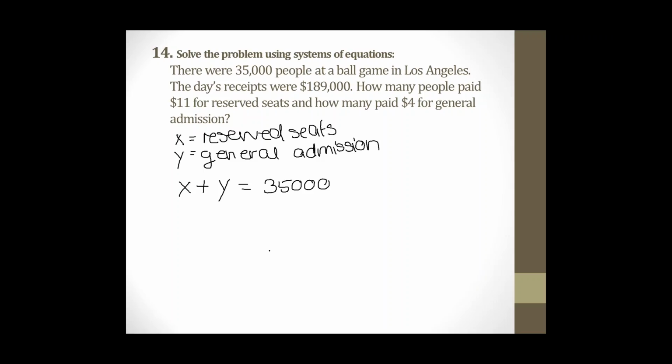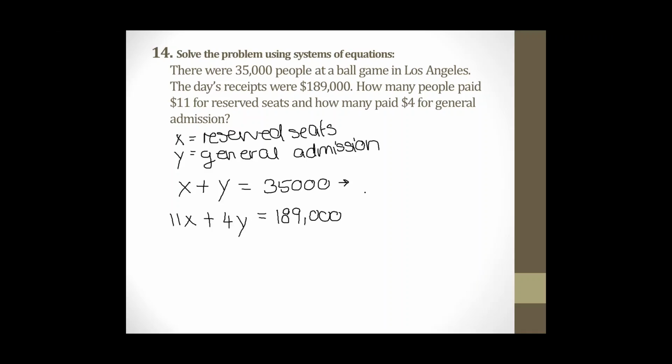35,000. And then the equation with the dollar amount you would get by adding those prices in, because they are charging $11 for the reserved seats, which represents X, and then $4 for the general admission, which is Y. And that should give you the total amount of money that they earned during this event. Okay, you see, similar to the other one, just that this is a different game. The first one was an art event and this one is a ball game. We got our two equations.